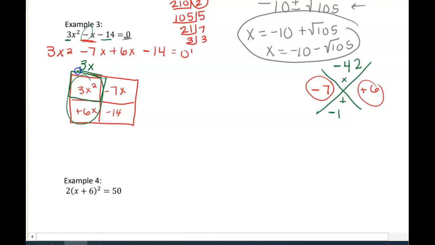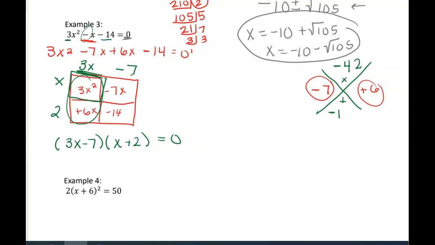Okay, and then I want to go to individually. Well, if this is 3x squared and this is 3x, this has to be an x. This is negative 7x, this is x, this has to be a negative 7. This has to be a 2 to make this 6x, and if everything's right, negative 7 times positive 2 is a negative 14. Okay, so I can change this to 3x minus 7 times x plus 2 equals 0.